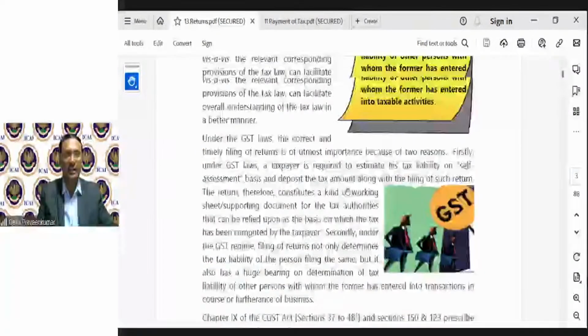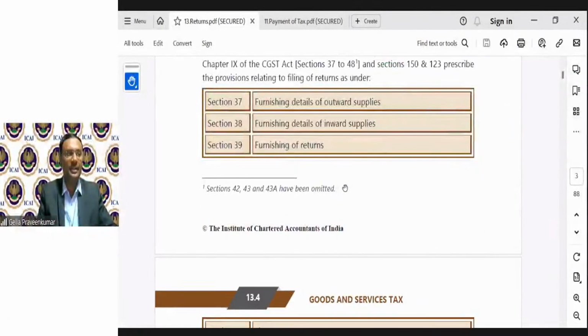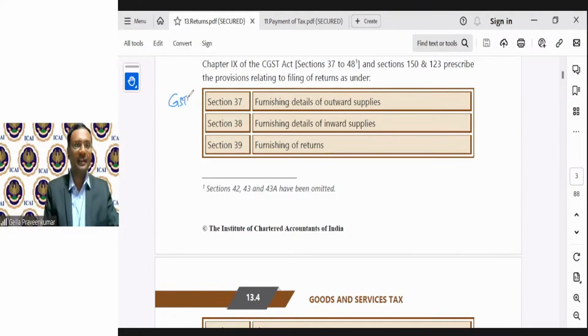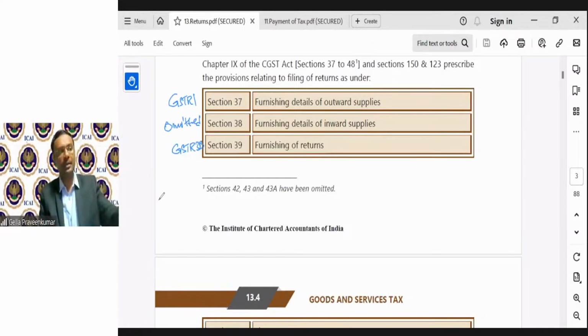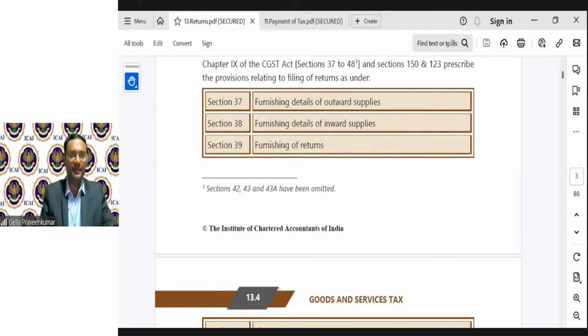Page number 13.3. Come to page number 13.3. Section 37, which is a statement. Section 37, I call as GSTR-1, the statement for outward supplies. Section 38 is omitted retrospectively from July 2017. Section 39, we file something called GSTR-3B. Most of you, in the process of your internship, would have come across GSTR-1 and GSTR-3B.